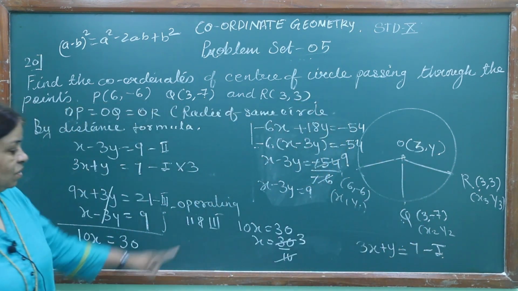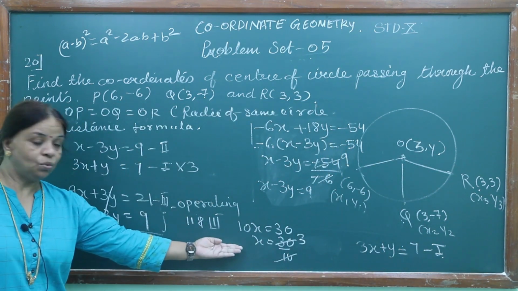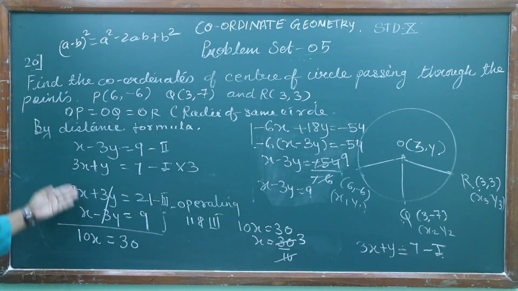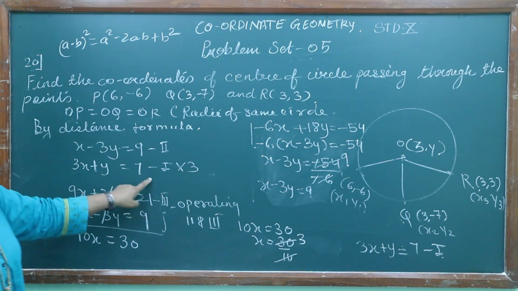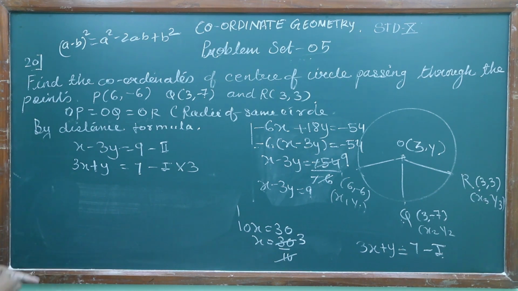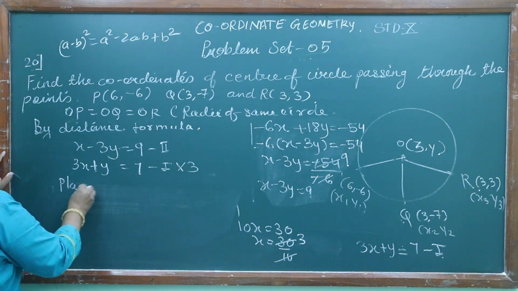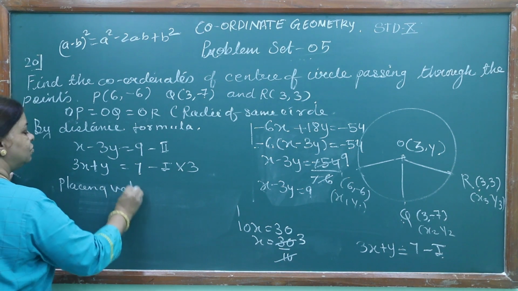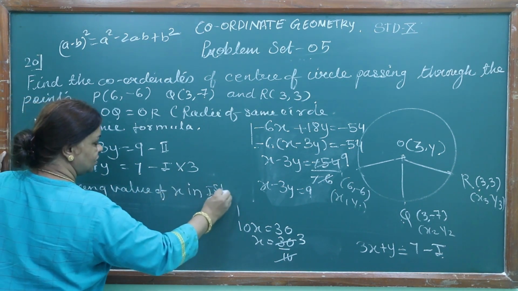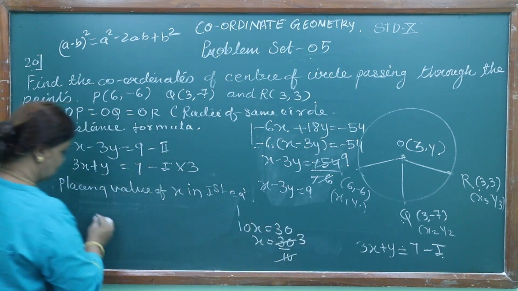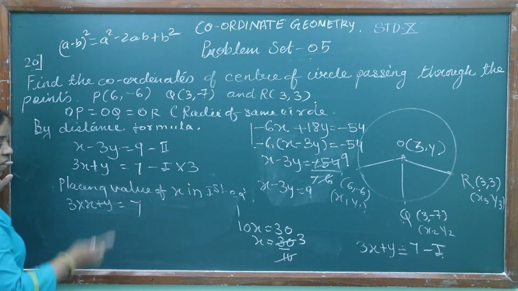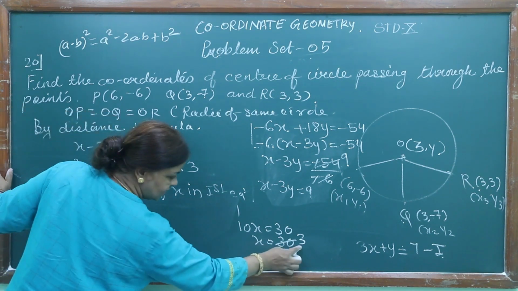And now we want to find out the y coordinate. What would we do? We will place the value of x in any one of the equations. Let us say the first equation. So let me rub it, children. So I am writing here, placing the value of x in the first equation. This is my first equation. So 3 into x plus y is equal to 7. What is x? 3, right? We got x as 3.